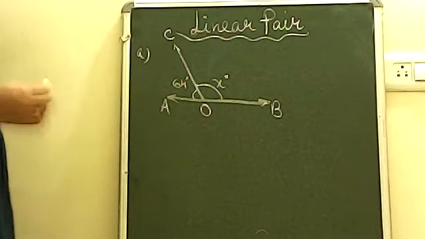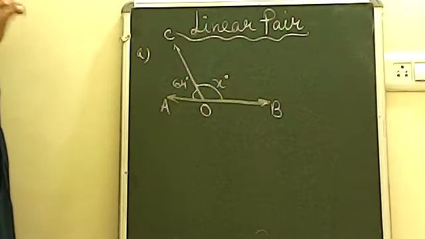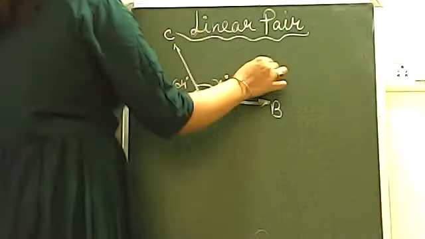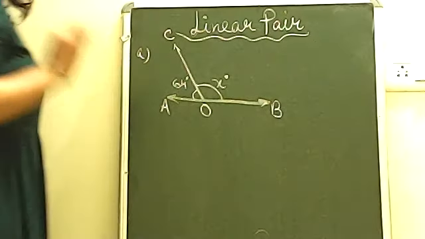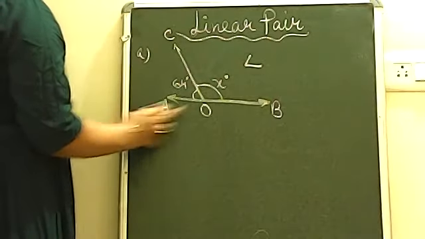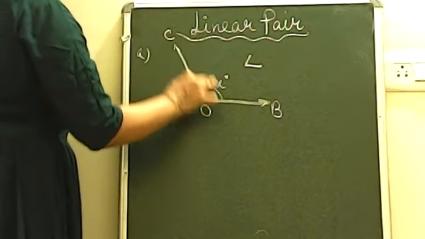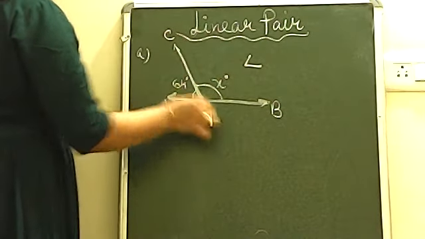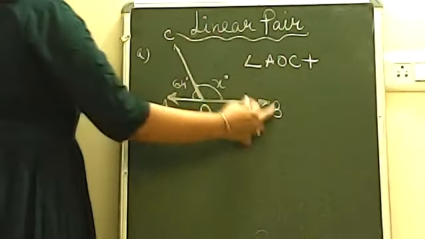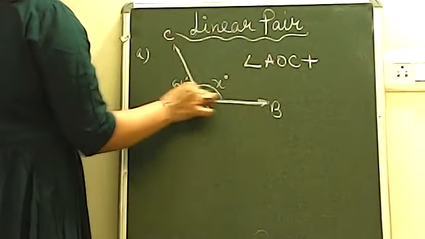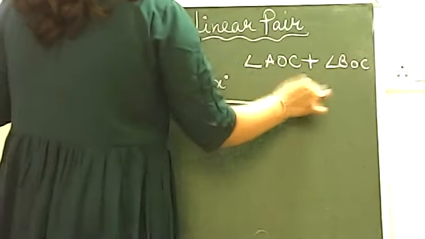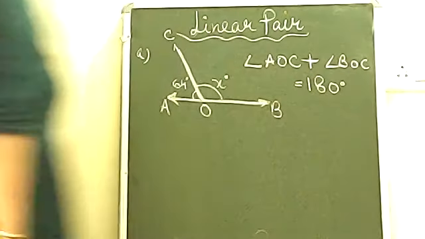Now what do you understand by the word supplementary? Supplementary means the two angles which give you the sum 180 degree. It means these two angles when you add together will give you 180 degree. So let's see the names of the angles here. The first angle you can see is AOC. Now it will be added with BOC, the second angle. So this is BOC. When we add both, it will give you 180 degree.